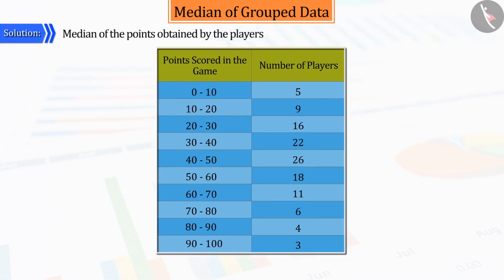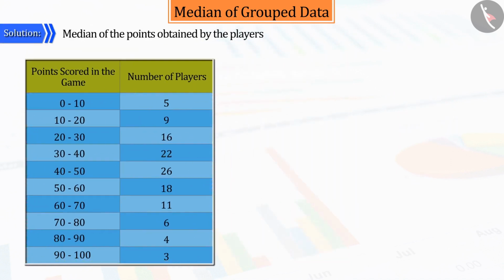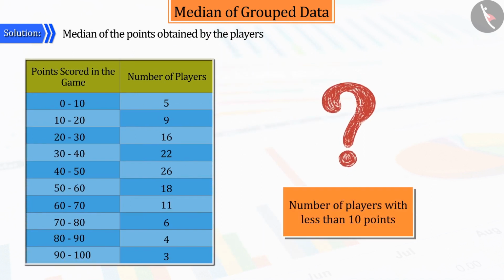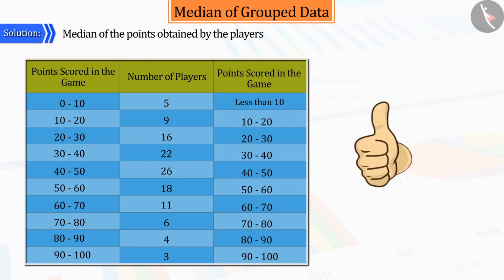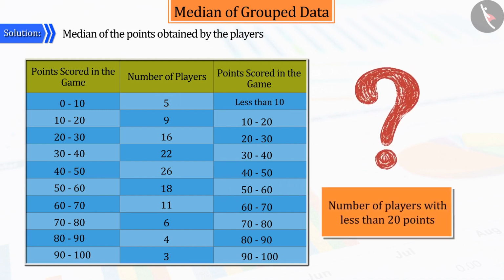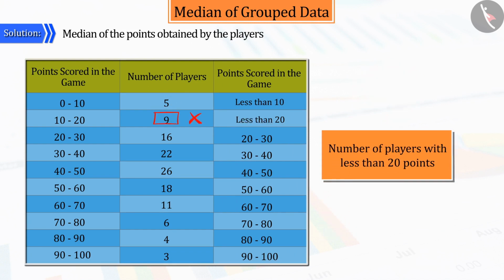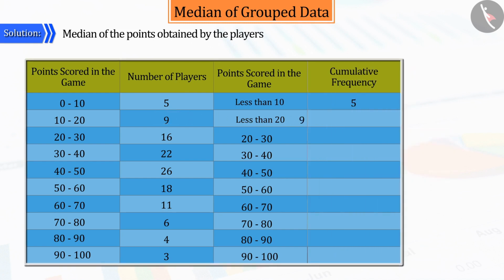Let's see. Let us first discuss the given table. If you were asked how many players got less than 10 points, would you be able to tell? Absolutely correct. 5 players scored less than 10 points. Now tell how many players got less than 20 points? No. If you think 9 players, it would be a wrong answer. Rather here, the number of players scoring less than 20 points will be 14.